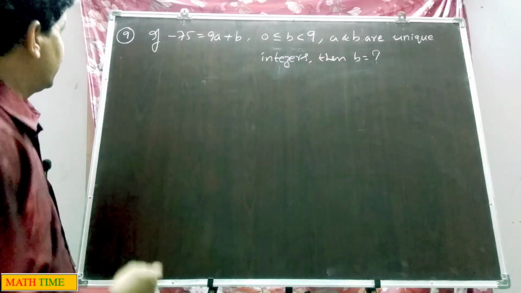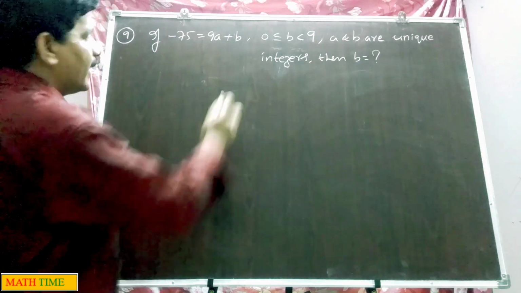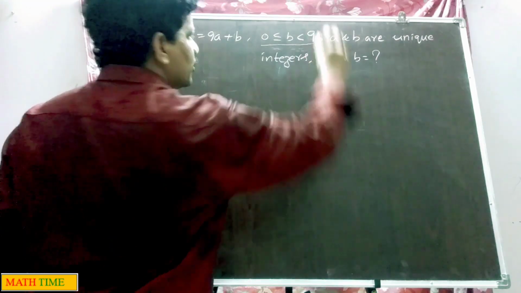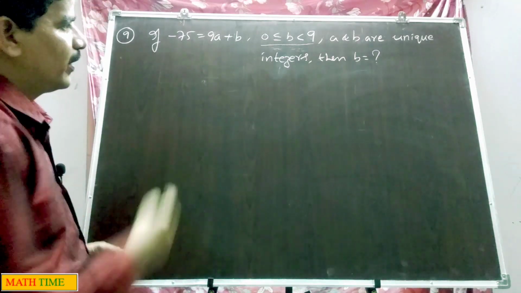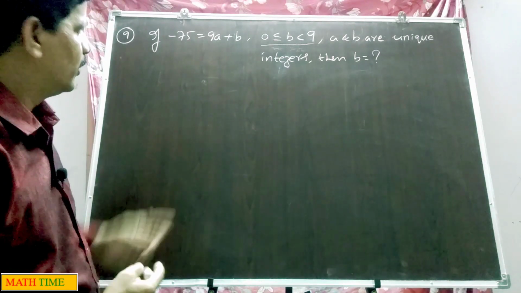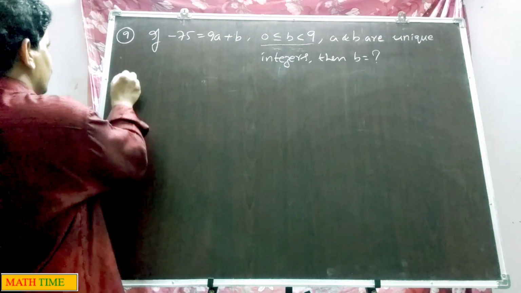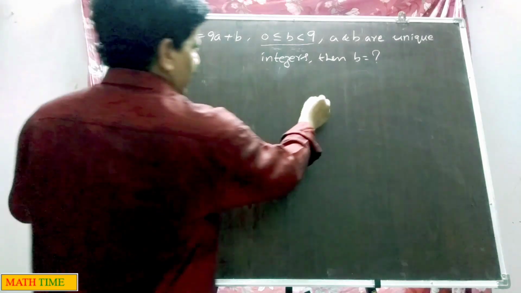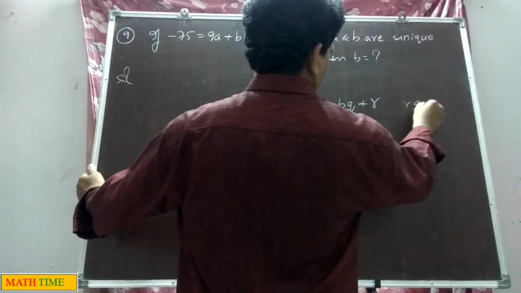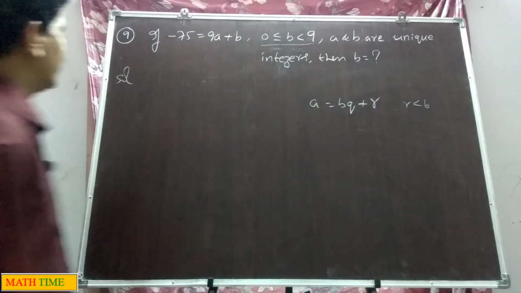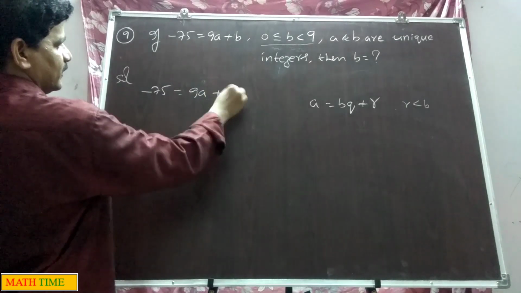Question number 9. If minus 75 equal to 9a plus b and b value lies between 0 and 9, a and b are unique integers, then we have to find the value of b. So this problem is related to Euclid's division lemma. According to Euclid's division lemma, a equal to bq plus r, where r should be less than b. Now here, what is given? Minus 75 equal to 9a plus b.